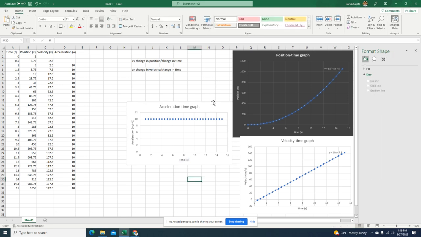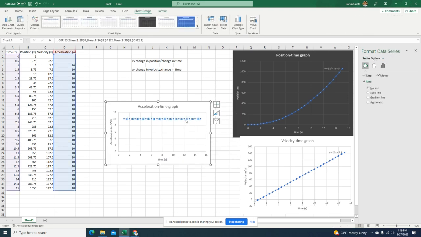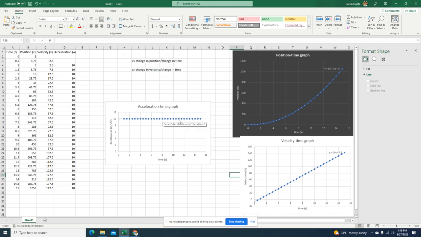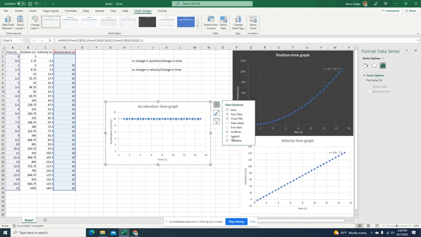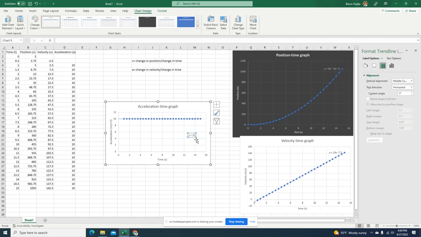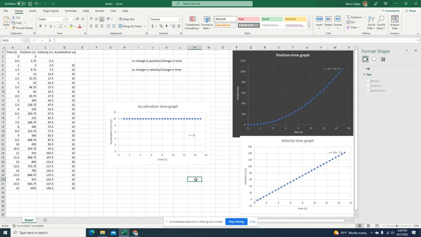And if you want, you can also draw a trend line, and you see that this one does not change with the time. So if I go to trend line and linear, so this is linear, and then you can also do the display equation. So I'm simply going to display equation here, which is saying that this is a constant quantity. It does not change with the time. So this is how we plot the velocity time graph and acceleration time graph from the given position as a function of time.